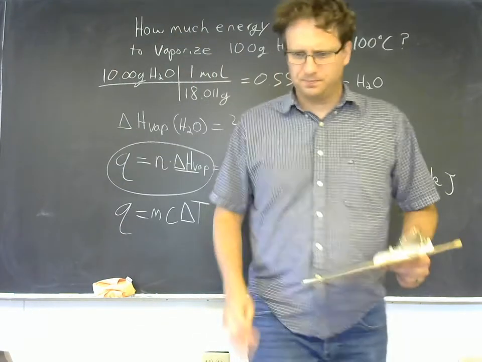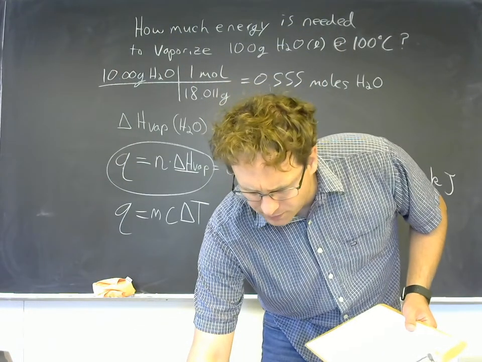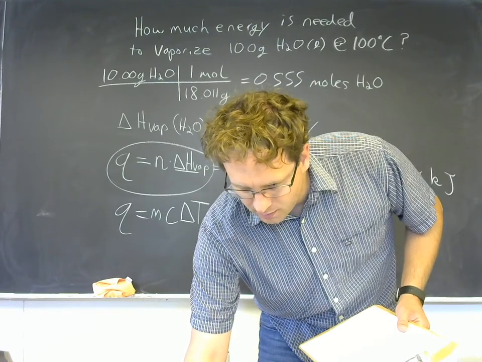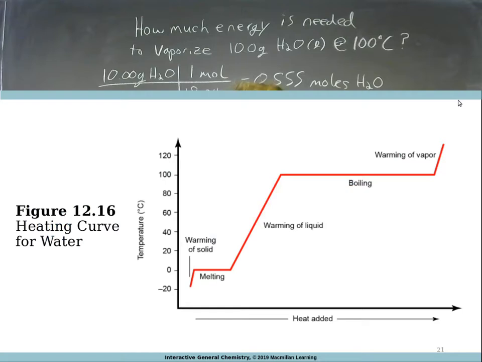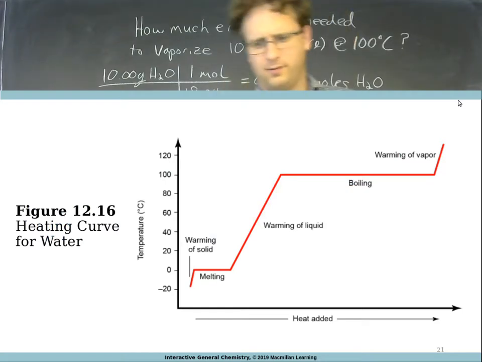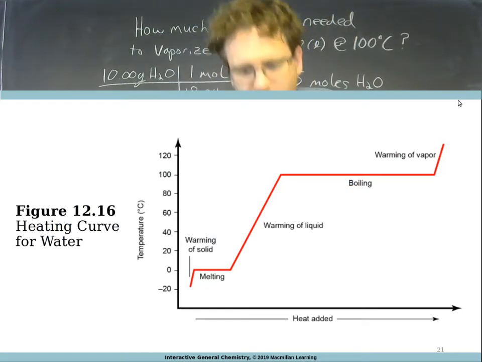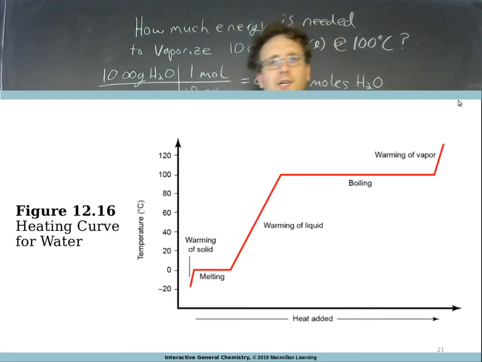Okay, so I want to show now what's called a heating curve. So in a heating curve, we see how the temperature of a substance will change as you add heat to it. That's pretty obvious as long as there are no phase changes. If I add energy to a substance, then its temperature will increase.